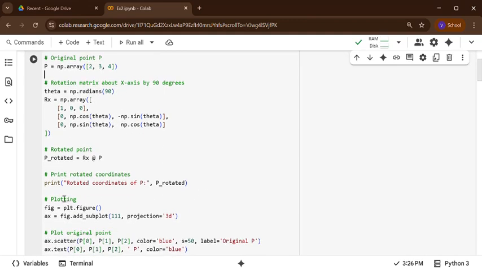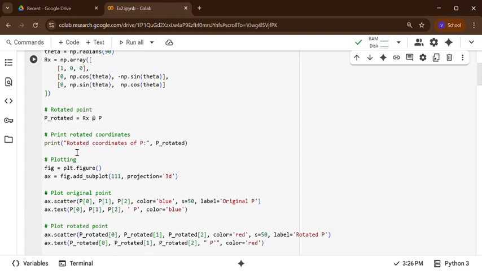Okay, so this is the point, the rotated frame after the point, because the question is what is the new point after this rotation. So here Rx into P, it will multiply and it will give you the answer. The output will print the rotated coordinates, and this is the rotation.